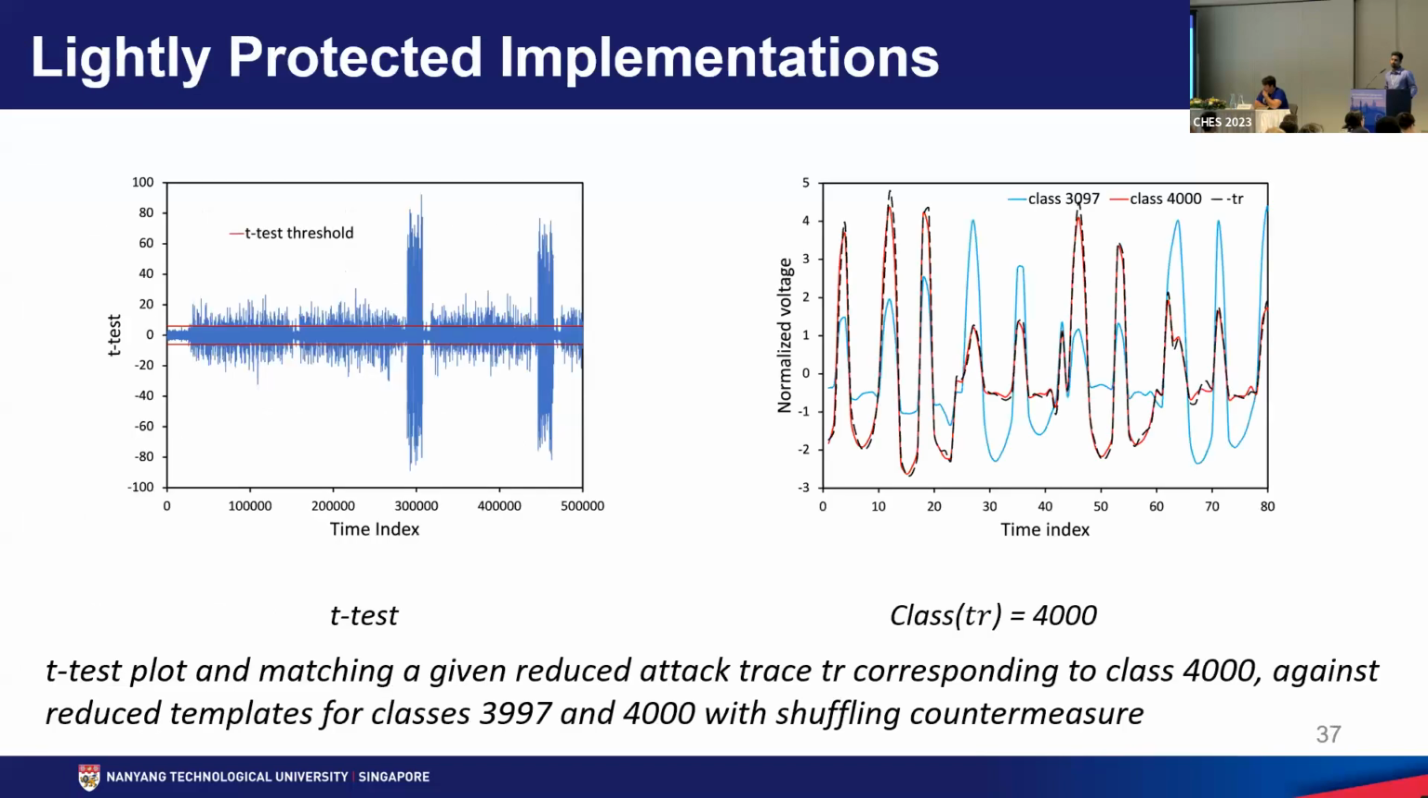What we also did is extend our attacks to lightly protected implementations of Kyber with shuffling countermeasures on encoding and decoding operations. Since we are targeting the decapsulation procedure, it's on the decoding module. We tried mounting our attack, and since our attack is independent of the target operation, and the decoding operation doesn't have any major role, we were able to classify the attack traces. So here is an example with classes 3, 9, and 7, and 4000 with shuffling implementation.